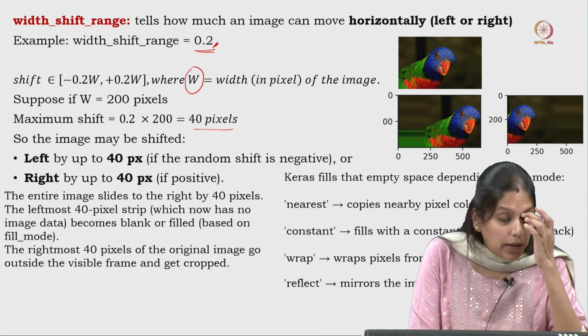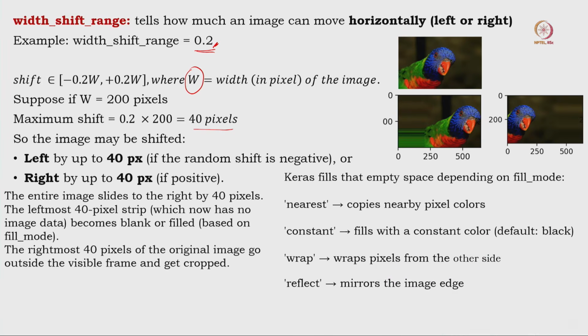Now, let us get a little more detailed into fill_mode. Now, what exactly is fill_mode? When we shift the image to the right, the leftmost portion of the image becomes empty. When you shift the image towards the left, the rightmost portion of the image is empty. Now, how are we filling those left out portions? You can fill them using, first, nearest.